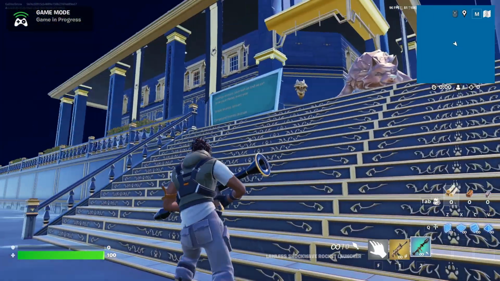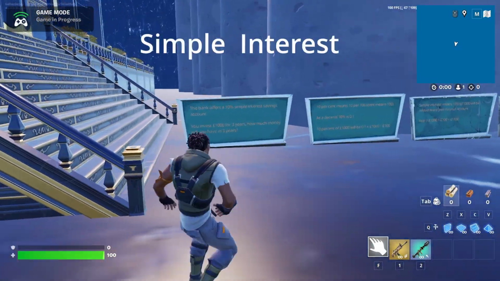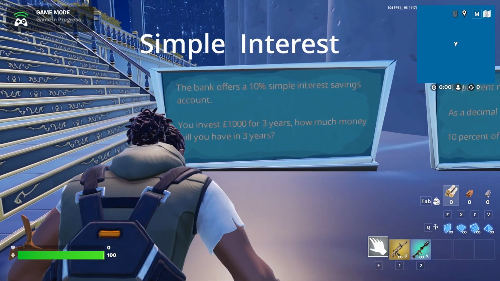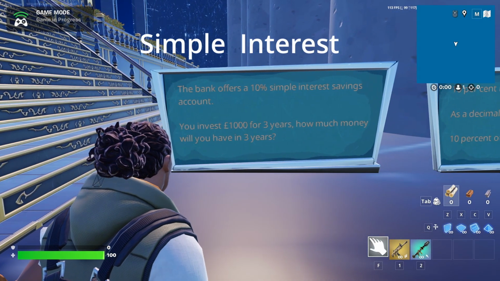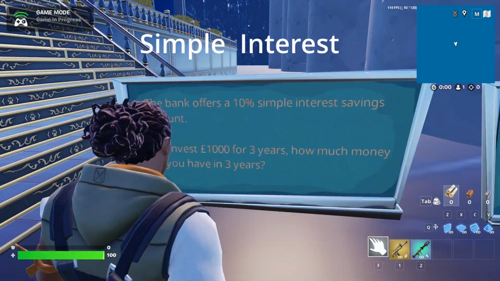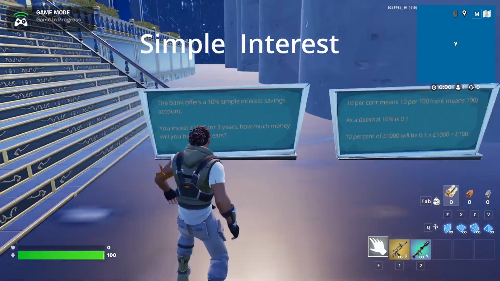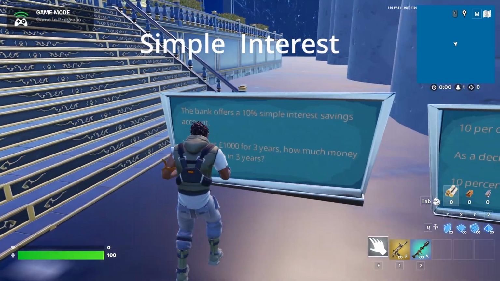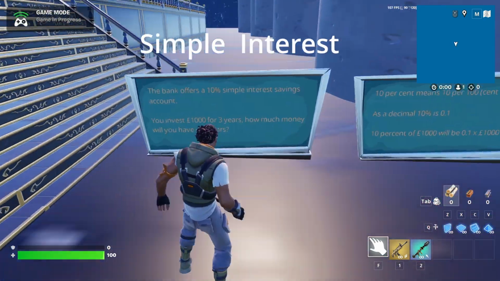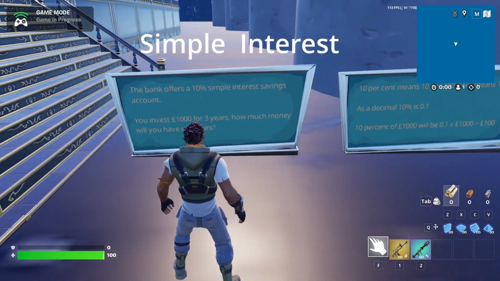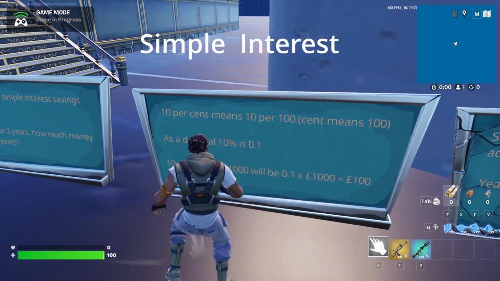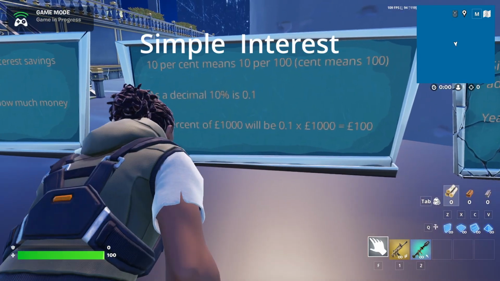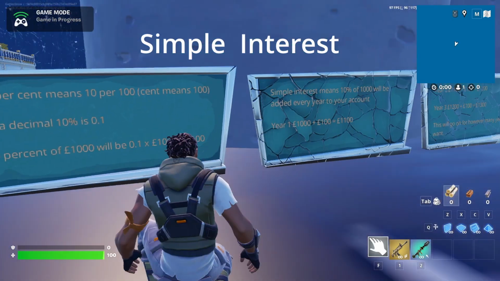But let me explain simple interest first. Let's say that the bank offers a 10% simple interest savings account. You invest £1,000 for 3 years. How much money will you have in 3 years? Now, 10% here is basically just the interest rate, and on simple interest, it'll usually be a bit higher than compound because it's good for short-term money. But we're first going to want to convert this 10% into a decimal to figure out how much 10% of £1,000 is. As a decimal, 10% is going to be 0.1, right? And if we multiply 1,000 by 0.1, we're going to get £100.